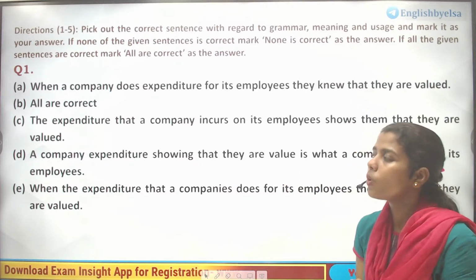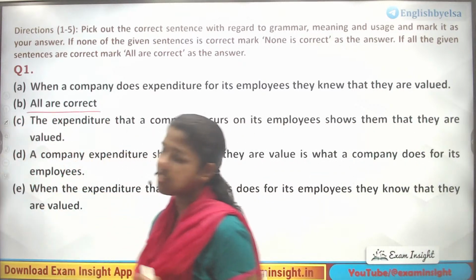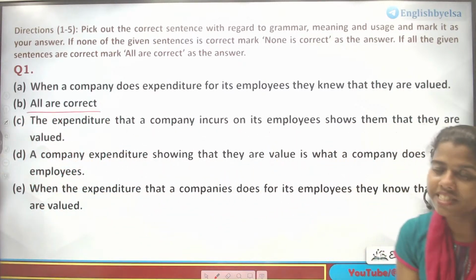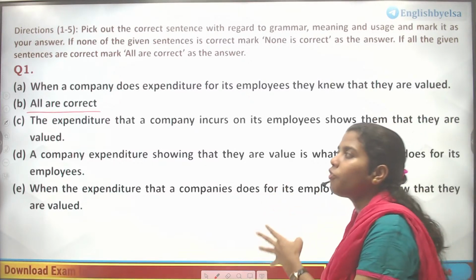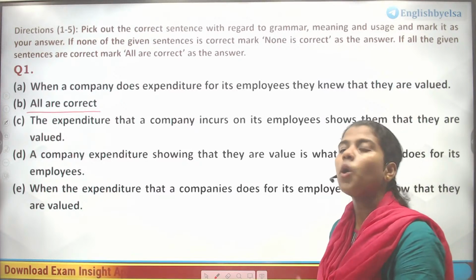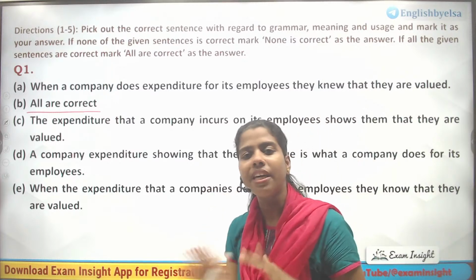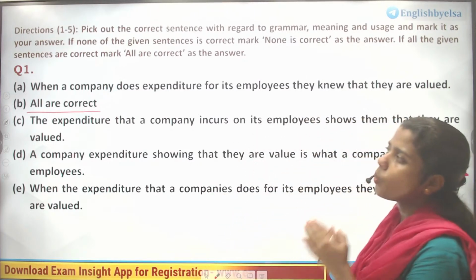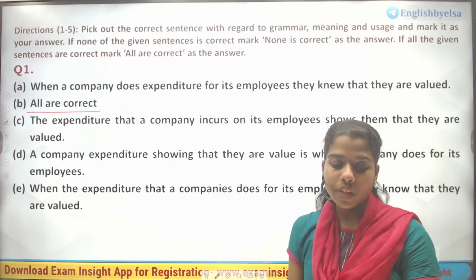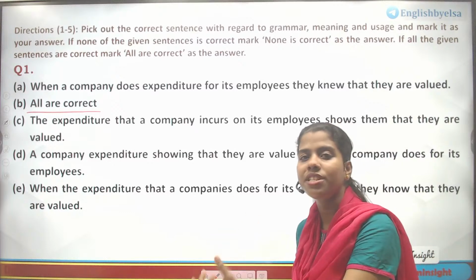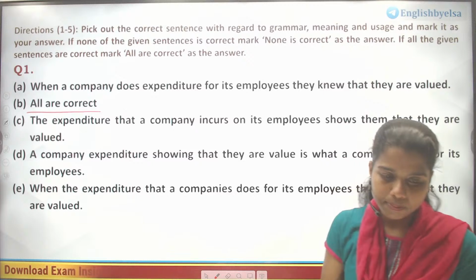When I look at the options, at one go I see that all are correct is one of the given options. That means one of the sentences is incorrect here. Out of the 4 sentences, one will be incorrect, otherwise my answer would go to option B, all are correct. Let's look at which sentence is grammatically and contextually correct. Grammar, meaning, usage, everything should match. Only one sentence will be perfect.